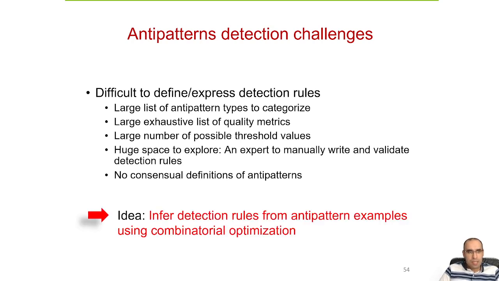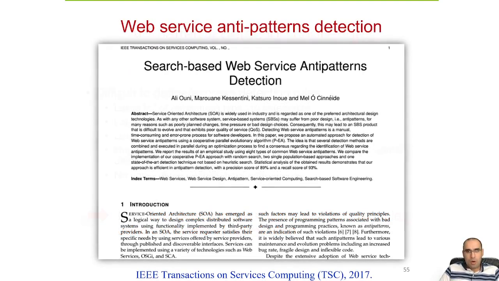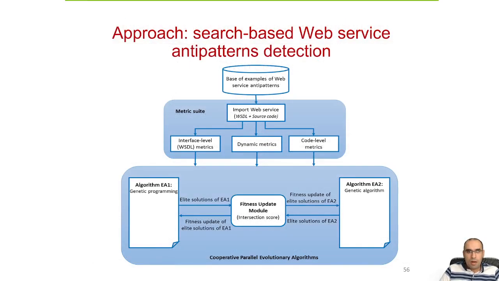Our idea to address this problem is to infer detection rules from anti-pattern examples, real-world instances of anti-patterns, using combinatorial optimization. To solve the problem, we proposed a search-based approach to automatically detect web service anti-patterns, which was published in IEEE Transactions on Services Computing back in 2017. Then we extended this approach later to improve the performance. Our solution takes as input a base of examples, real-world web services that are infected by anti-patterns.